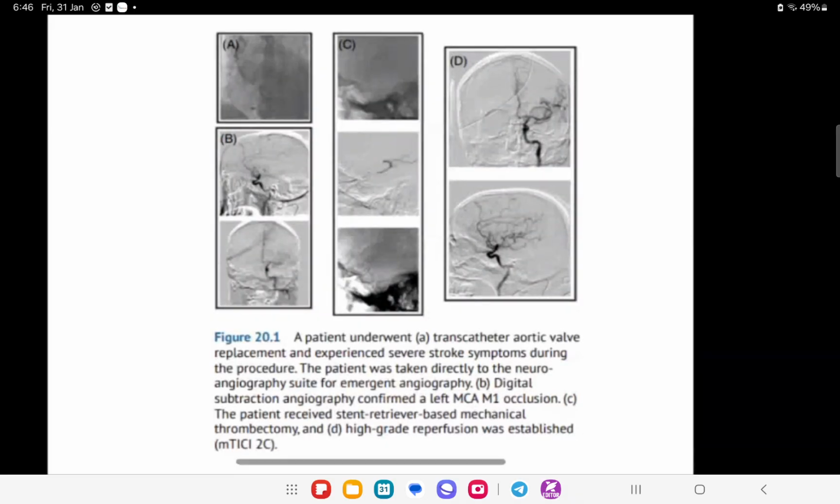This patient underwent transcatheter aortic valve replacement and experienced severe stroke symptoms during the procedure. The patient was taken to the neuroangiographic suite for emergent angiography. Digital subtraction angiography confirmed left MCA M1 occlusion, and the patient received stent retriever based mechanical thrombectomy, and high grade reperfusion was established.